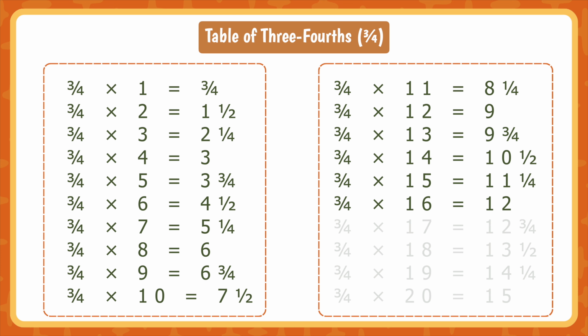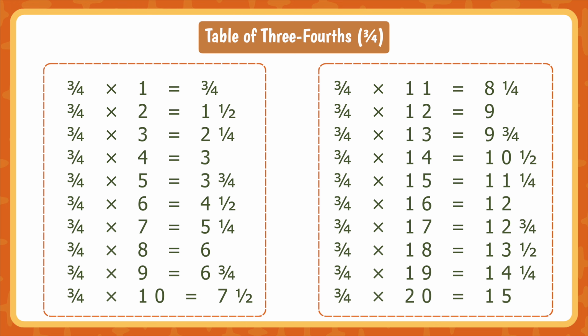3 quarters times 16 is equal to 12. 3 quarters times 17 is equal to 12 and 3 quarters. 3 quarters times 18 is equal to 13 and a half. 3 quarters times 19 is equal to 14 and a quarter. 3 quarters times 20 is equal to 15.